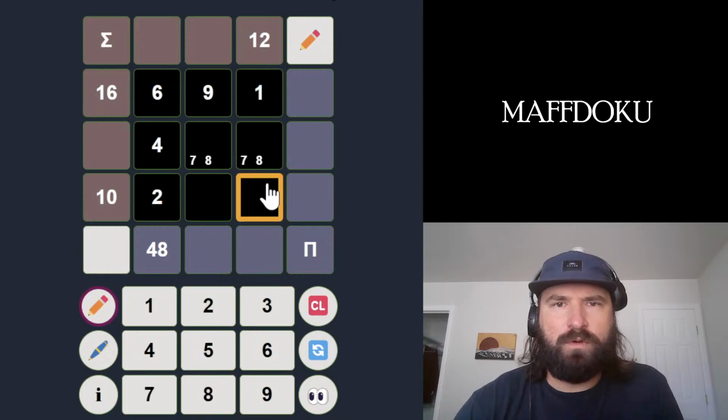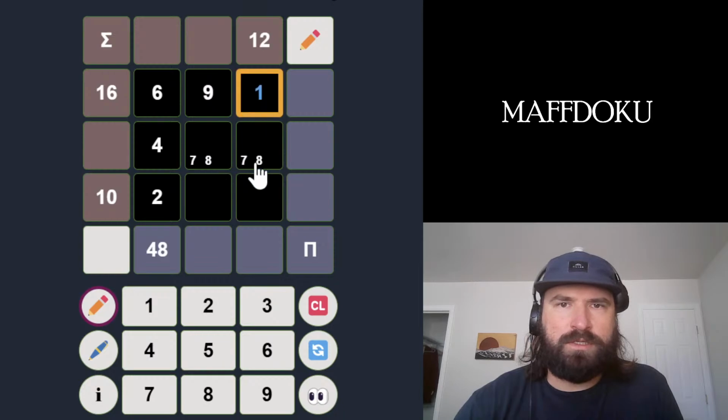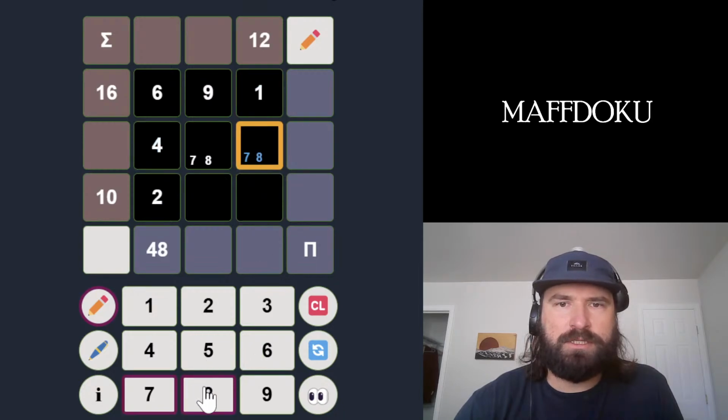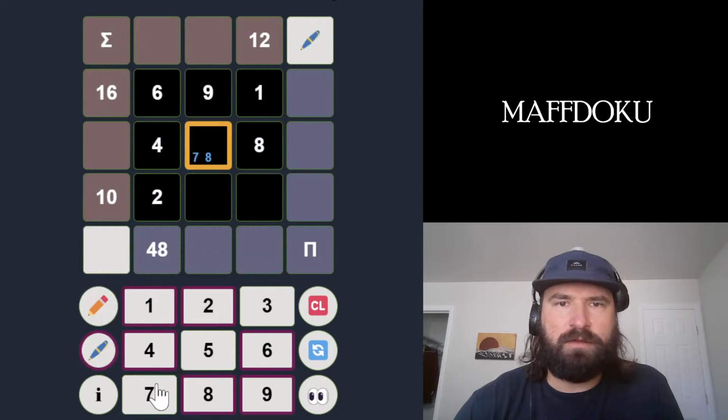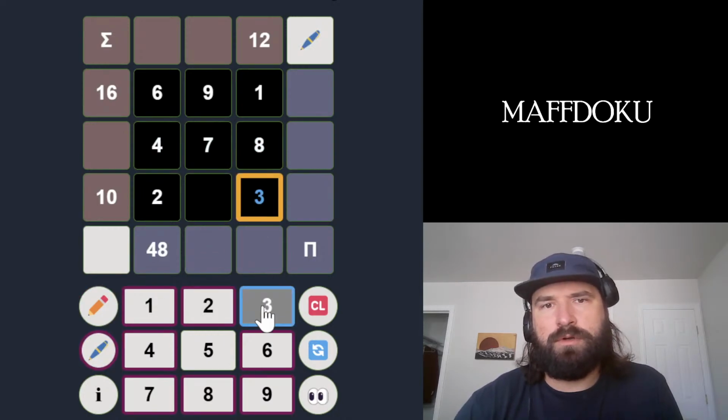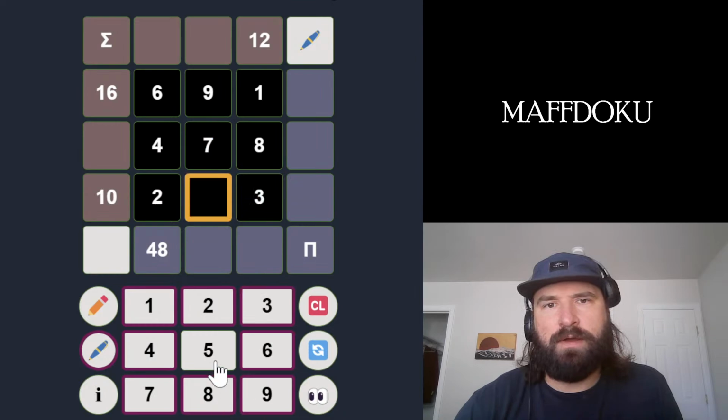This has to add up to 12. Yeah, so 1, 7. I would need a 4 here. There's a 4 here, so I can't do that. So this has to be an 8. This has to be a 7. This has to be a 3. This has to be a 5. Now that's up to 10, which looks good.